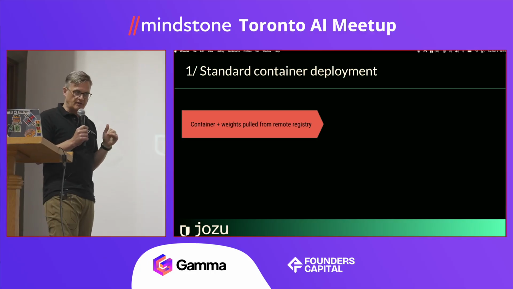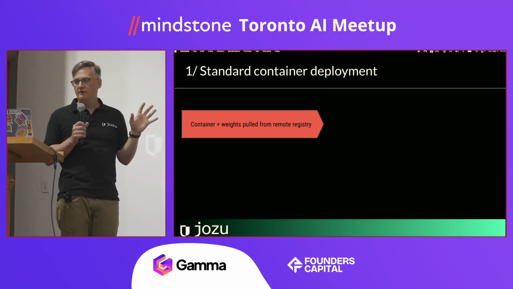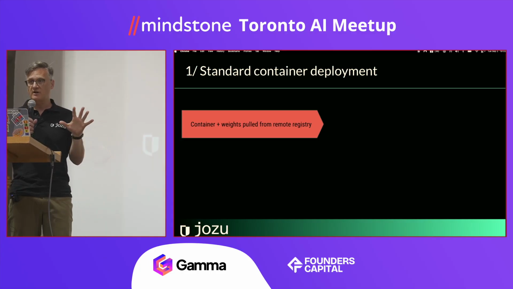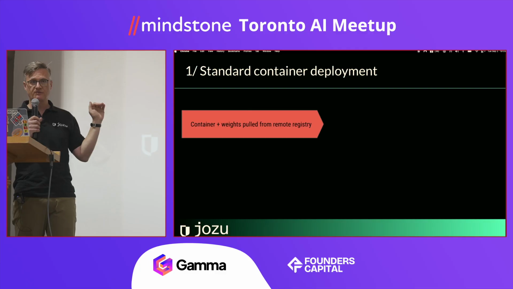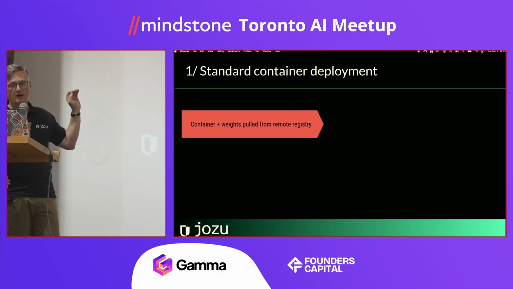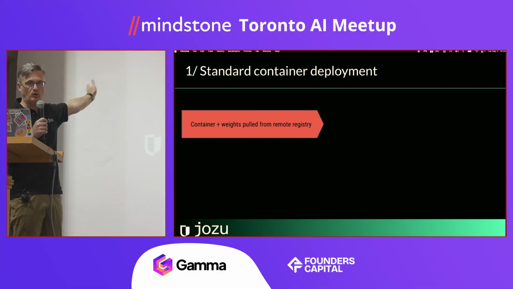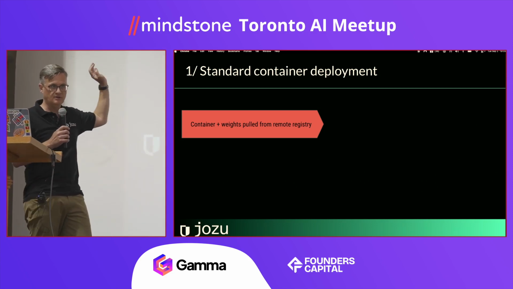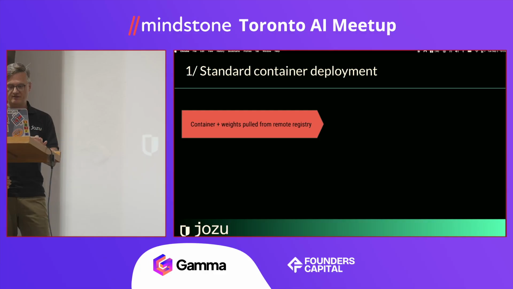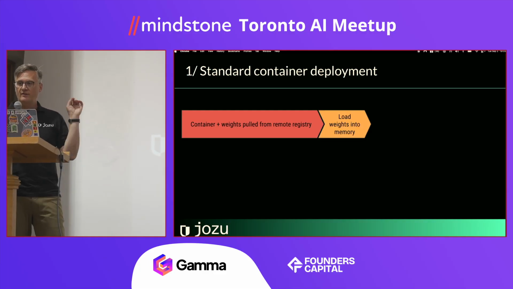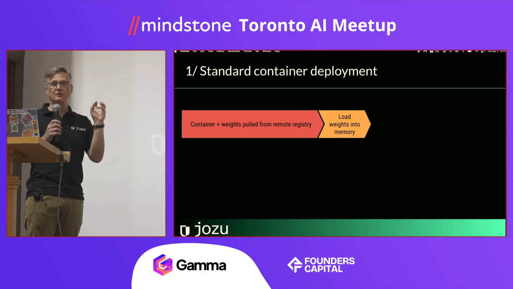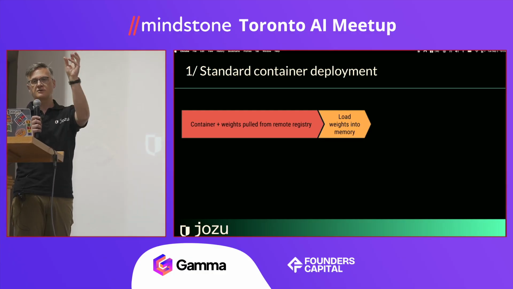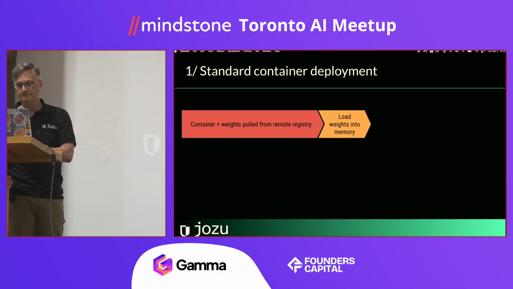All right, so let's look at these in turn. Let's start with a standard container deployment. First of all, a big chunk of time is just going to be the transfer across the network of the container and the weights that are getting pulled from that registry into the Kubernetes system. So that's going to take a non-trivial amount of time. Then, much less time is loading those weights from the container that's now in Kubernetes into the Kubernetes memory area.